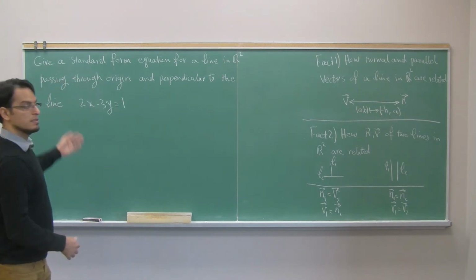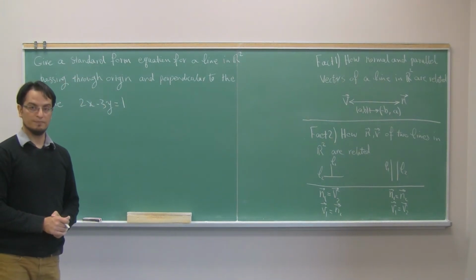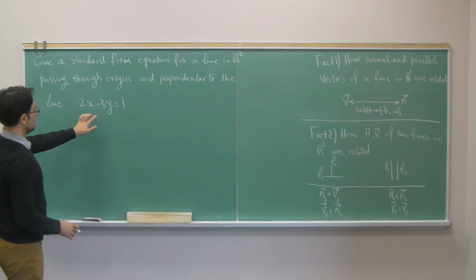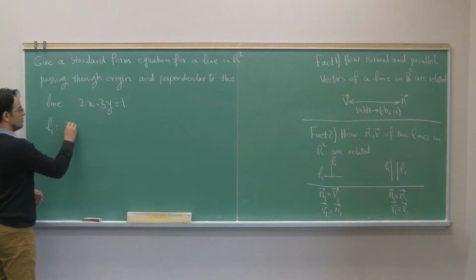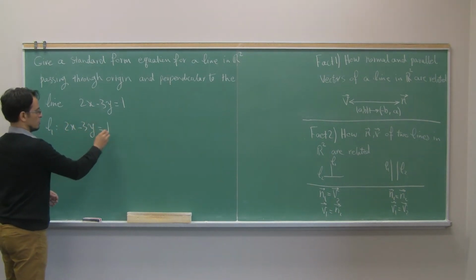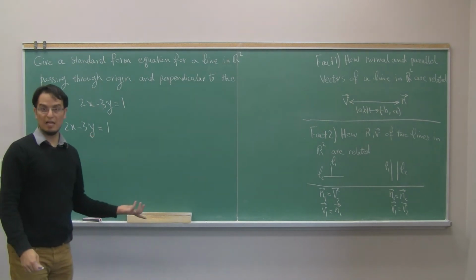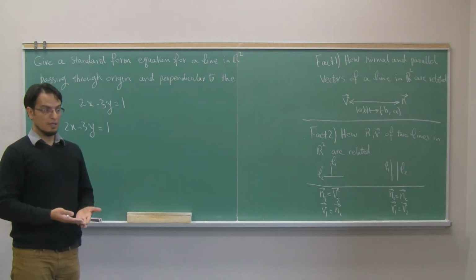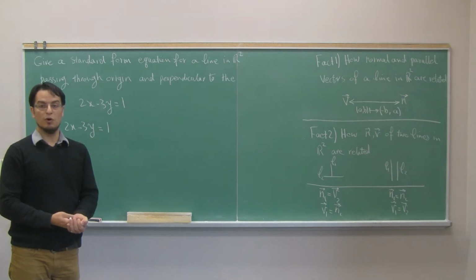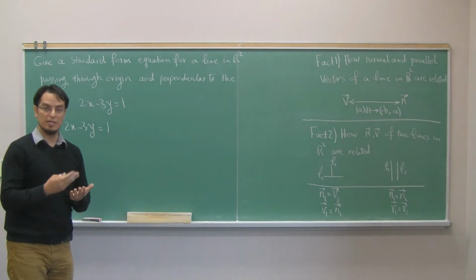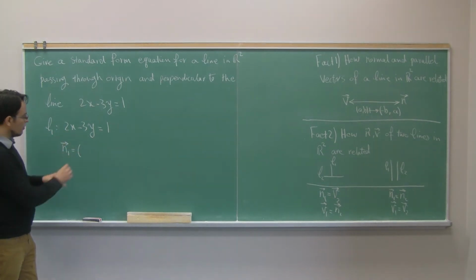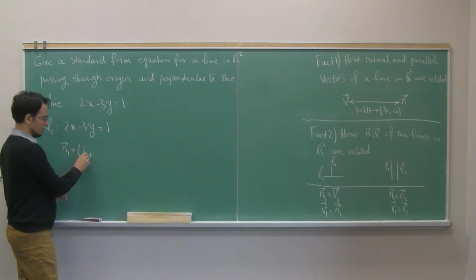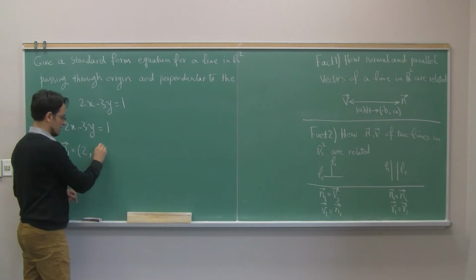And let's see how we can apply these two facts here. First of all, I will call this line L1. So L1 is 2x minus 3y equals 1. It is given in standard form. When equation is in standard form, you can find normal vector easily. Normal vector of line 1, I will denote it by n1, and it is given by just put the coefficients here. Coefficient of x in the first component, coefficient of y in the second component.